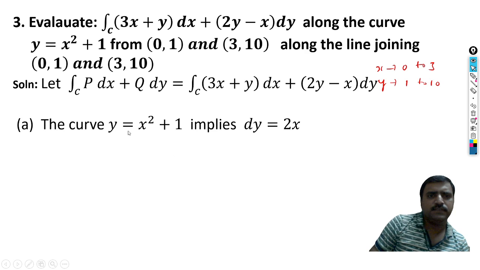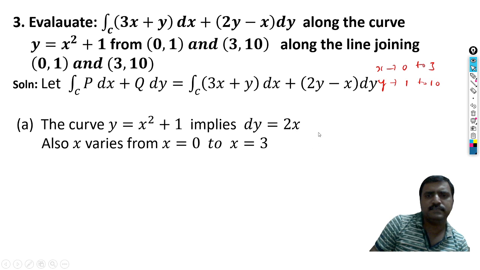In the first case y equals x square plus 1, which implies that dy equals 2x dx. Also x varies from 0 to 3. We are taking the limit of x. If you take the limit of y, it is risky, because when you convert x in terms of y, it becomes the square root of y minus 1. So why take the risk? Better to follow the easy way: write y equals x square plus 1 and convert all the variables in terms of x. I think that is the easier one.